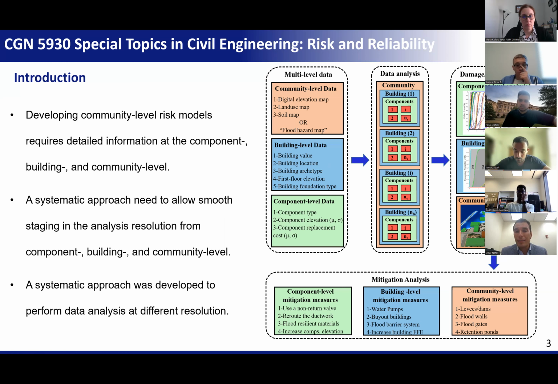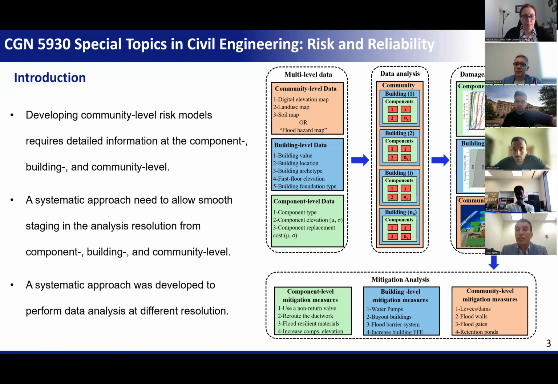So we need different types of data at different resolutions, including component, building, and community level, if we want to build a community level model. This is how the staging and the resolution works: you have some components within each building, and you have buildings from 1 up to n. Then the community has all these buildings within one database.